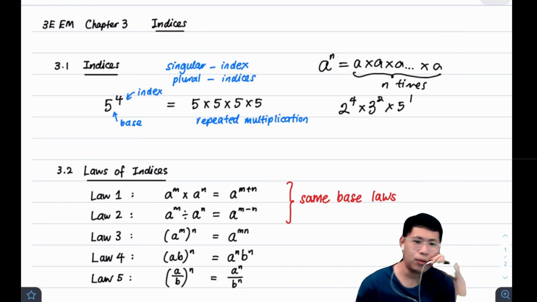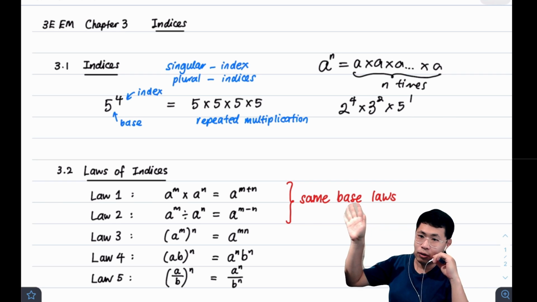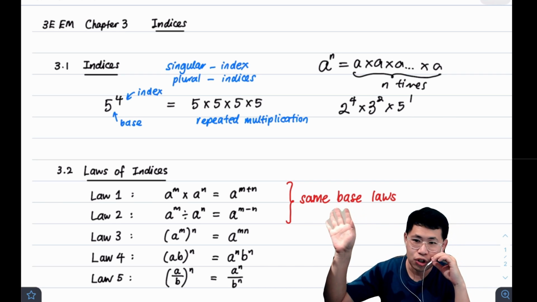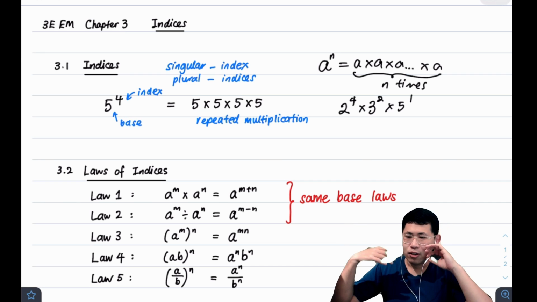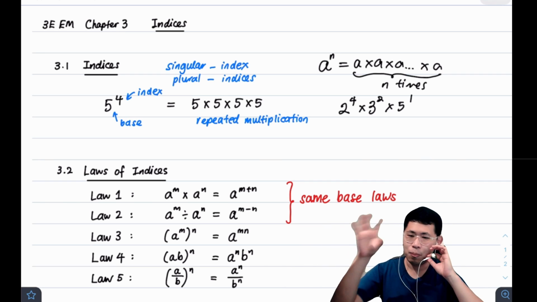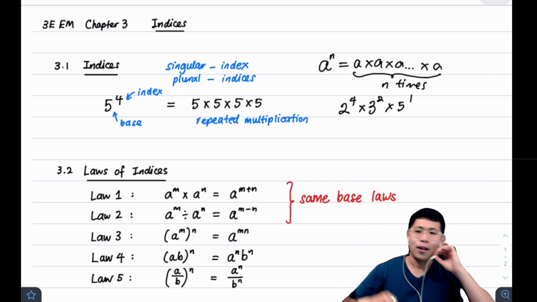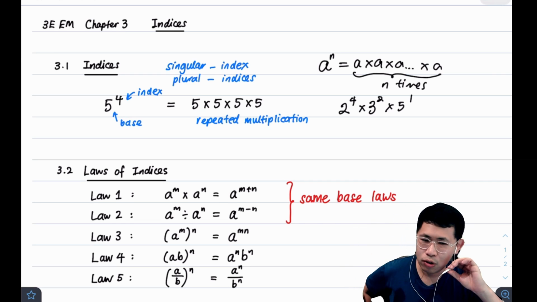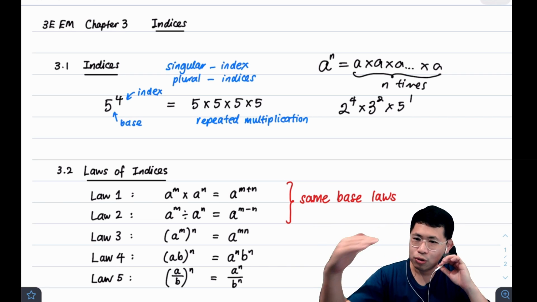Okay, hello. So we are back for part 2 of the video. Previously in part 1 we took a look at law 1 and law 2, which are our same base law, because as long as you have the same base, when you multiply, your powers will sum up, and when you divide, your powers will subtract. Okay, we're going to start with law 3, and law 4 and law 5 will be their own. So I'm going to do law 3 first.